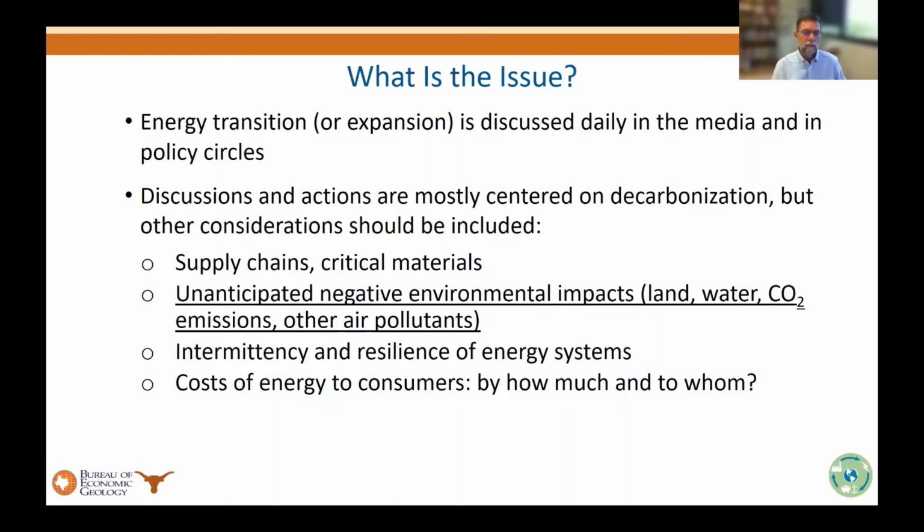Of great interest more recently within Congress, for example, has been the supply chain and critical materials. We're seeing supply chain issues daily, and critical materials is a big part of that. So what we want to try to do is build resilient energy systems that can adjust for intermittency of renewables, that are cost competitive to consumers, and with the least unanticipated negative environmental impacts possible. This is a really huge optimization problem.